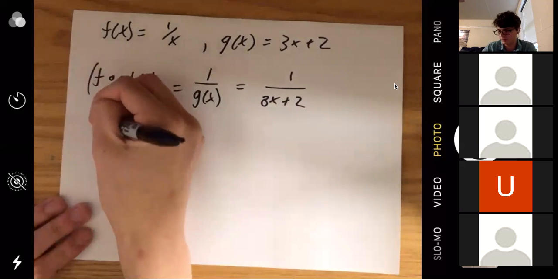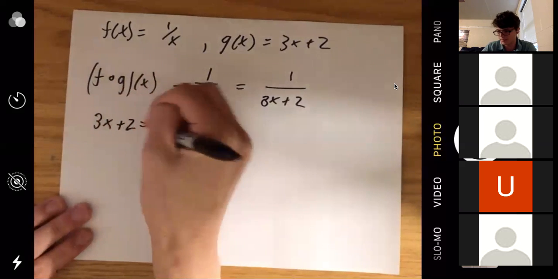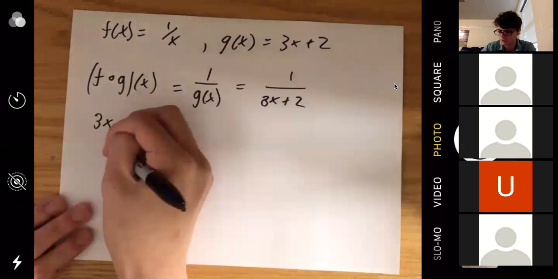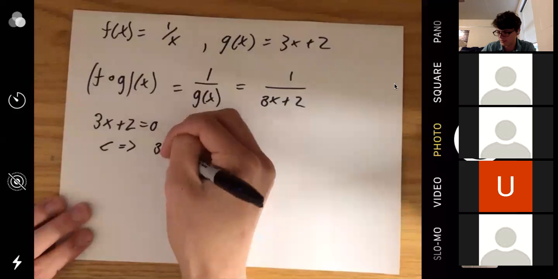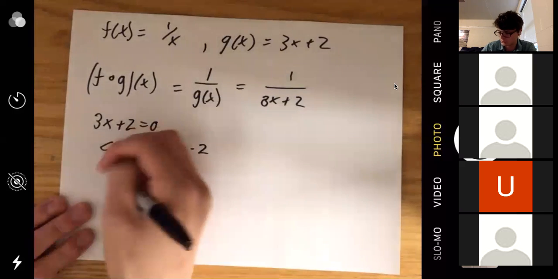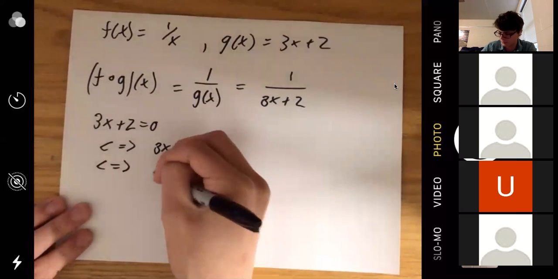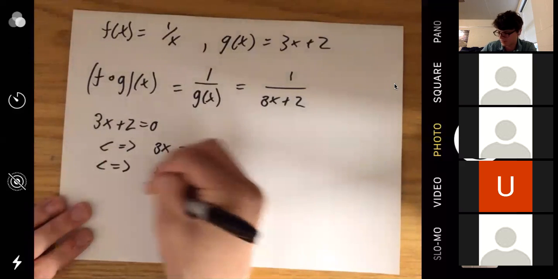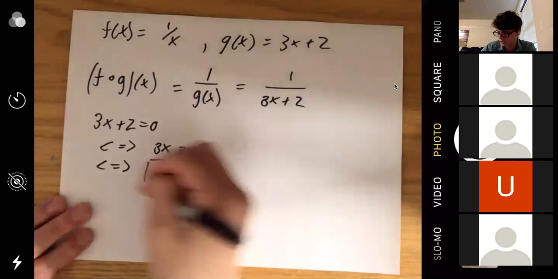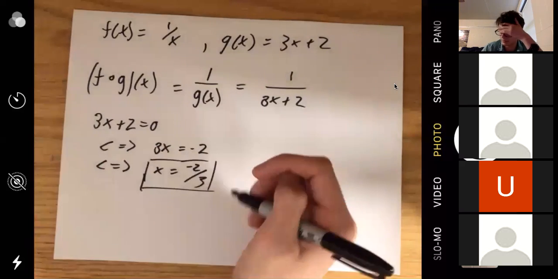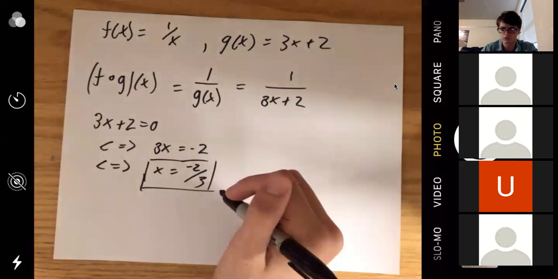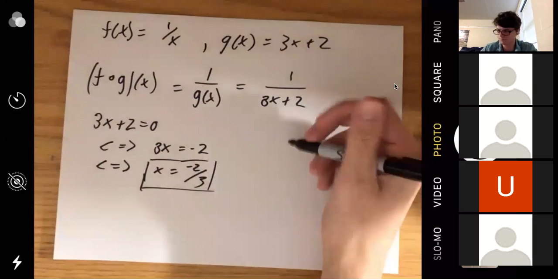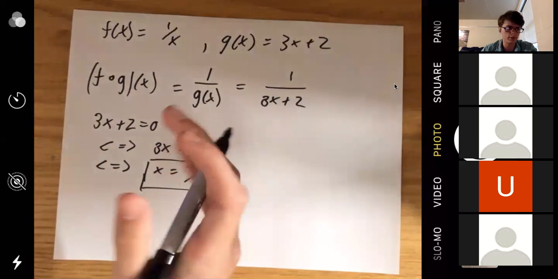Well, I know it's just going to be whenever 3x plus 2 is equal to 0, because then we have division by 0, which is true if and only if 3x equals minus 2, which is true if and only if x equals minus 2/3. So through the composition of functions, we have defined this new domain restriction. In this case, it's going to be kind of like an asymptote.